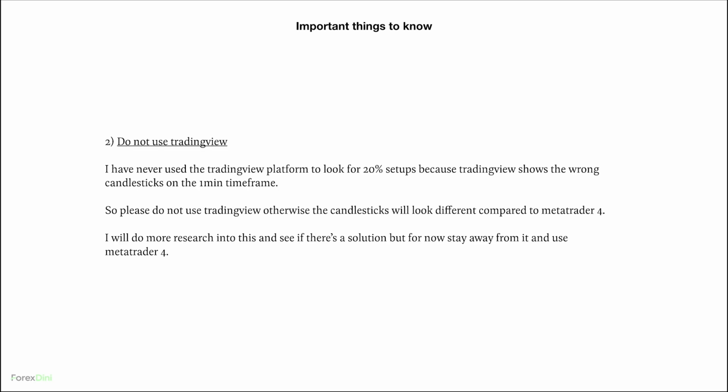Number 2, do not use TradingView. I have never used the TradingView platform to look for 20% setups, because TradingView shows the wrong candlesticks on the 1-minute time frame. So please do not use TradingView, otherwise the candlesticks will look different compared to MetaTrader 4. I will do more research into this and see if there's a solution, but for now, stay away from it and use MetaTrader 4.